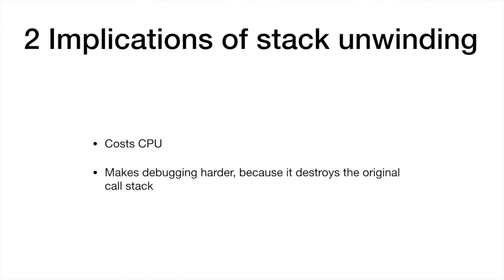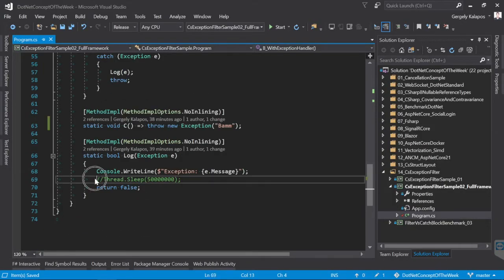First of all, unwinding the stack costs CPU, and second, it makes debugging harder since you destroyed the original core stack. Let's start with the core stack. To see the difference, I uncomment this thread sleep line in the log method.